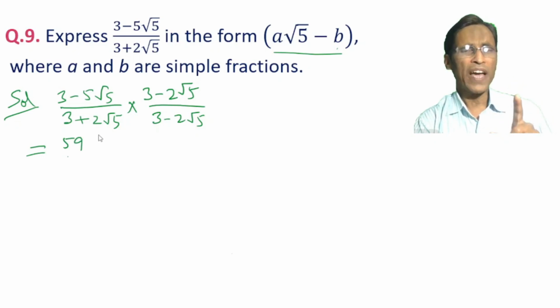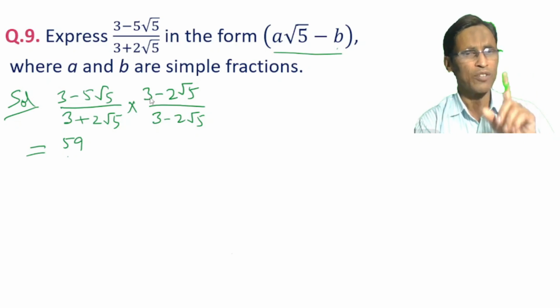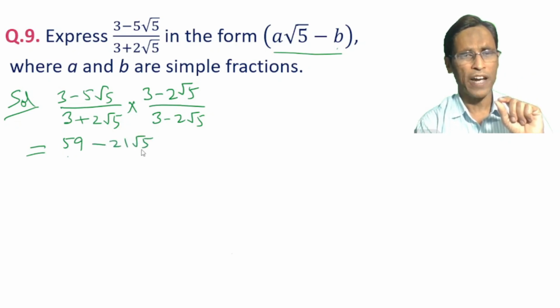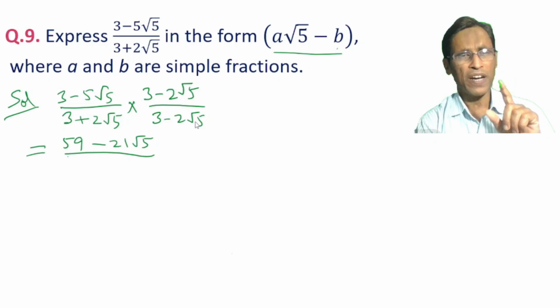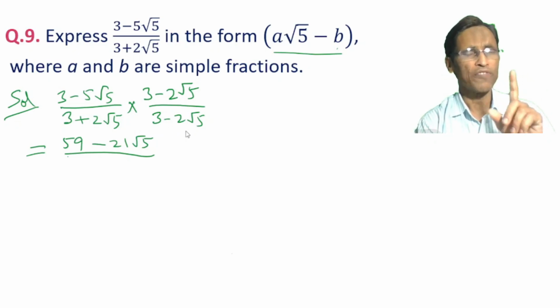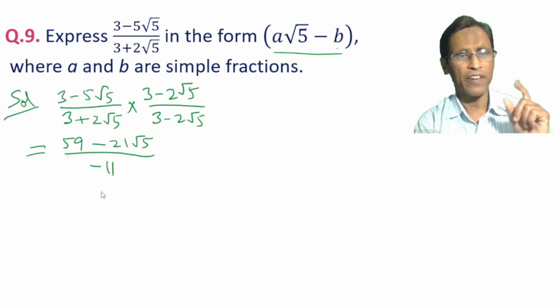And then by multiplying rational with irrational, we get 3 times 2√5 is 6√5 and 3 times 5√5 is 15√5, and both will be negative. So 6√5 and 15√5 will give 21√5, that is minus 21√5. And the denominator (3 + 2√5)(3 − 2√5) gives 3² − (2√5)², that is 3 times 3 is 9, and (2√5)² means 2 times 2 is 4 and √5 times √5 is 5, 4 times 5 is 20. So 9 − 20 will be minus 11.